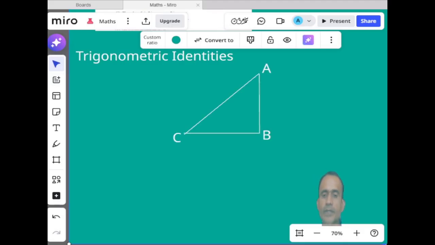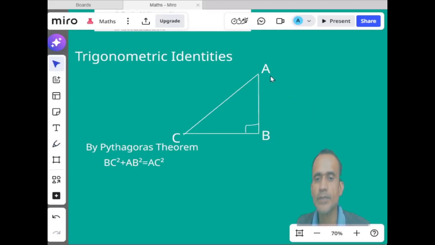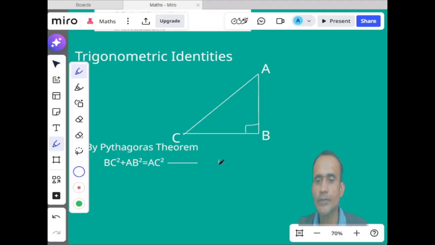So let us take a triangle ABC in which angle B is 90 degrees. So by Pythagoras theorem, BC square plus AB square is equal to AC square. So this is our equation 1. Now let us divide equation 1 by AC square. Because AC is a positive number, it cannot be negative nor 0, so we can divide both sides of the equation and the equation doesn't change.